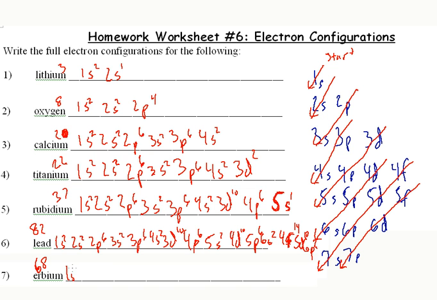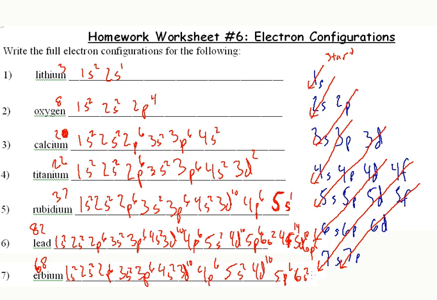So 1s2, 2s2, 2p6, 3s2, 3p6, 4s2, 3d10, 4p6, 5s2, 4d10, 5p6, let's see, 6s2, and then 4f, I think we said 12. If we add those up, we should end up with 68 electrons, and that's how we do the first 7 on page 7 of our homework.